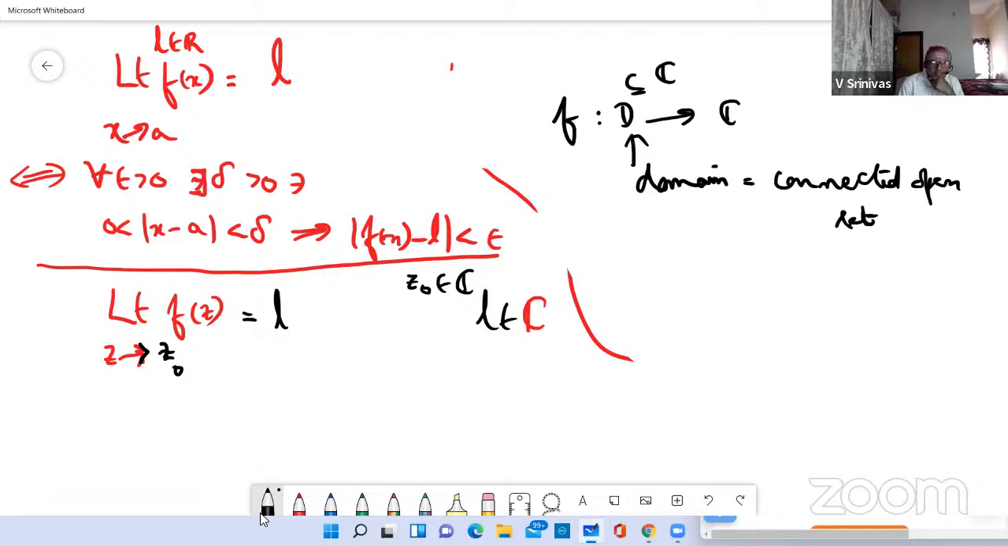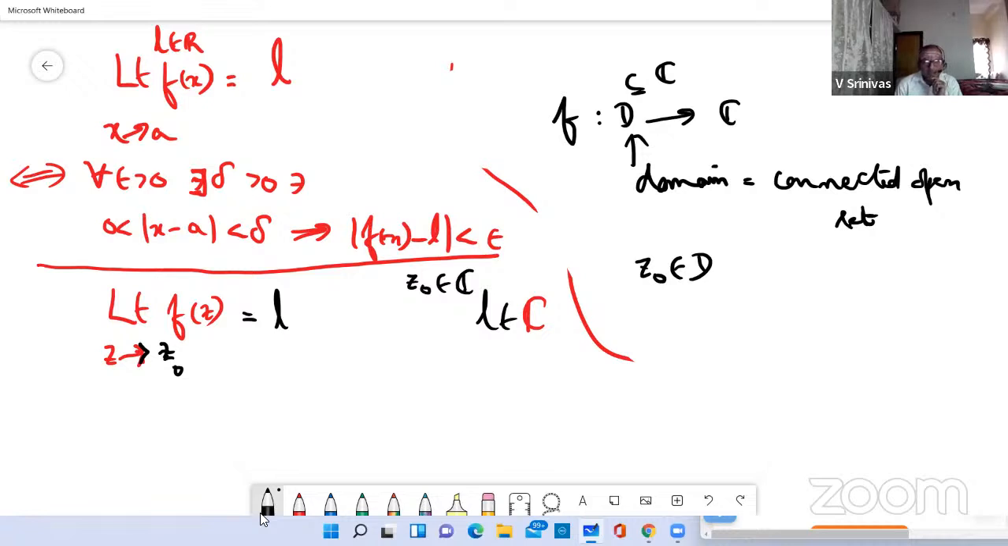Here I was saying that I want z0 to be a limit point. Because it is an open set, if my point z0 is inside D, it becomes an interior point. I get a neighborhood of z0 inside D. So now I allow z0 to be a point of this domain D. For me, f is a function from D into C, a complex valued function of a complex variable. I want to define the limit of this function.